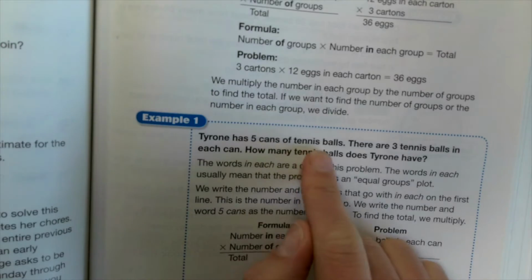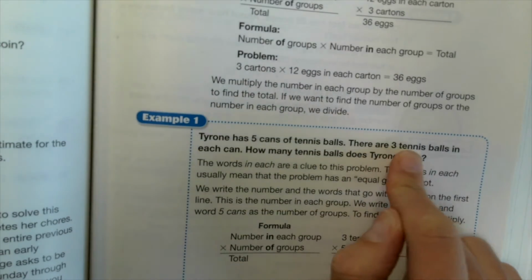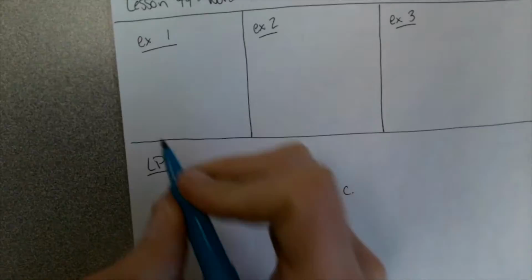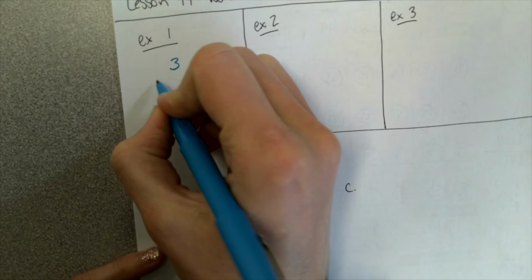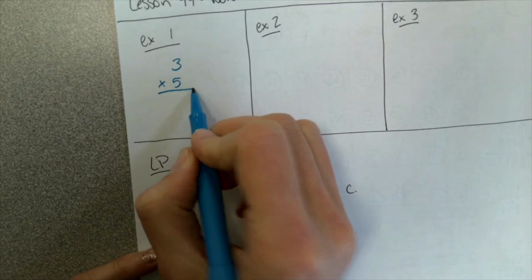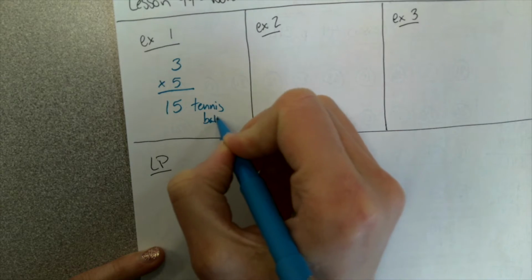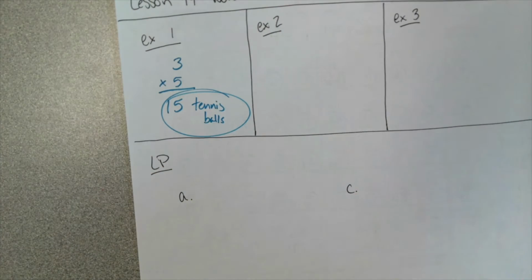Tyrone has 5 cans of tennis balls. There are 3 tennis balls in each can. How many tennis balls does Tyrone have? So we've got 3 in each group times 5 groups is going to give us 15 tennis balls.